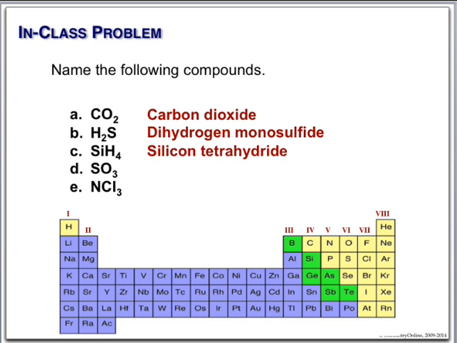1 sulfur, 3 oxygens. First word is sulfur. For 3, we do tri, don't we? So this is sulfur trioxide.